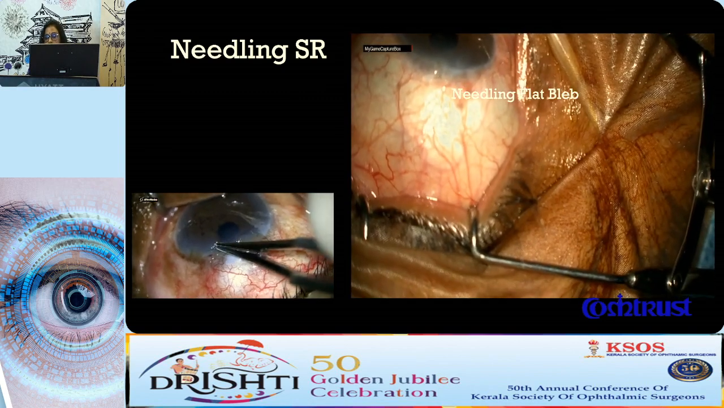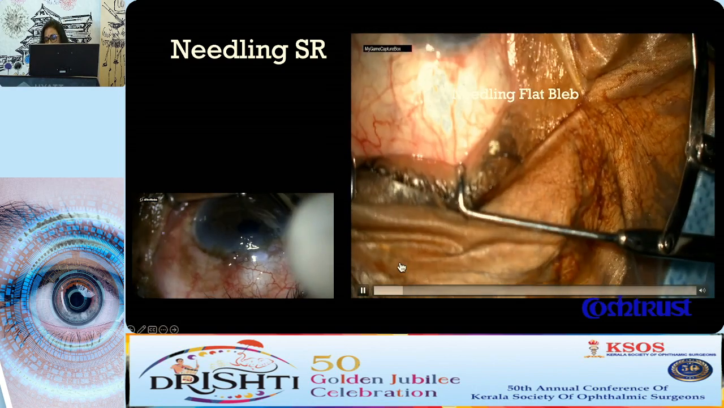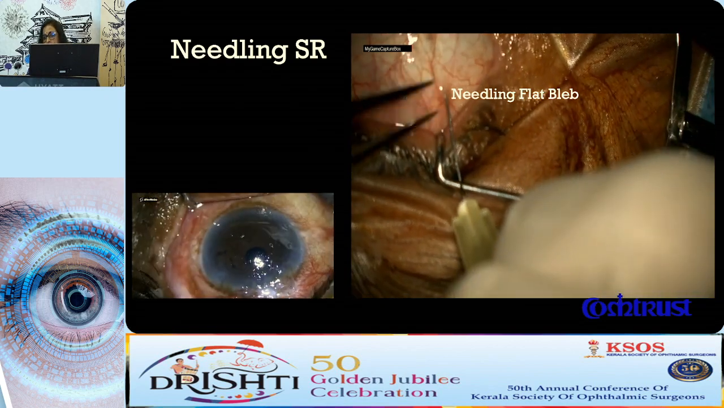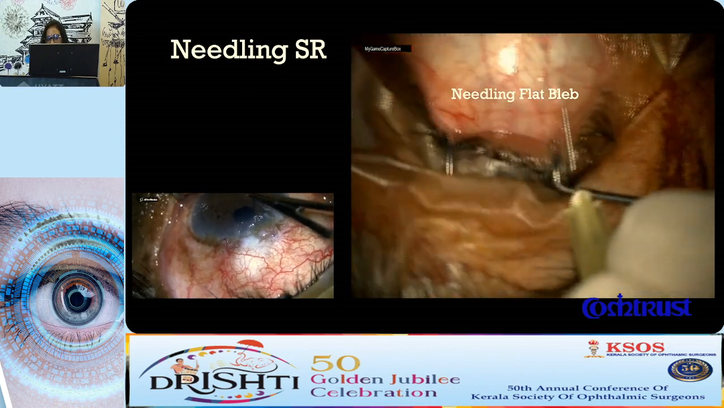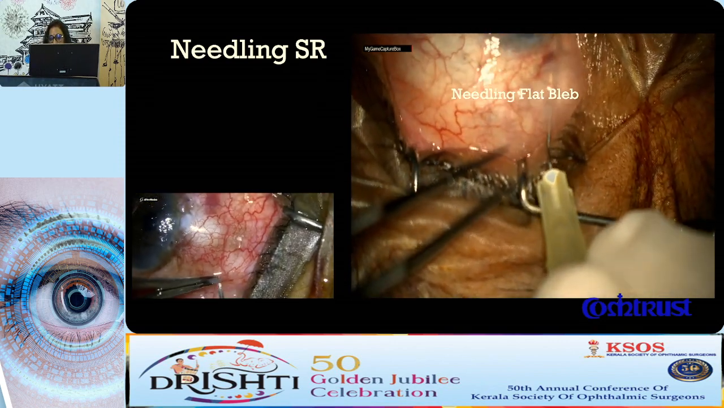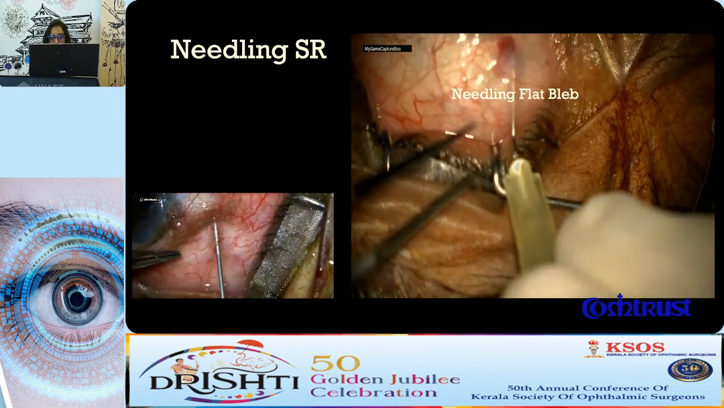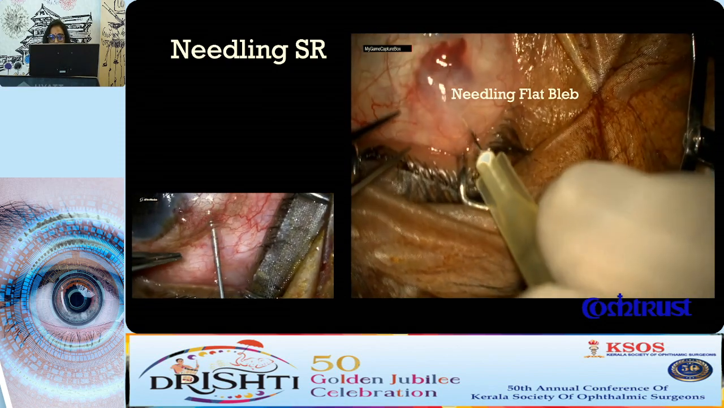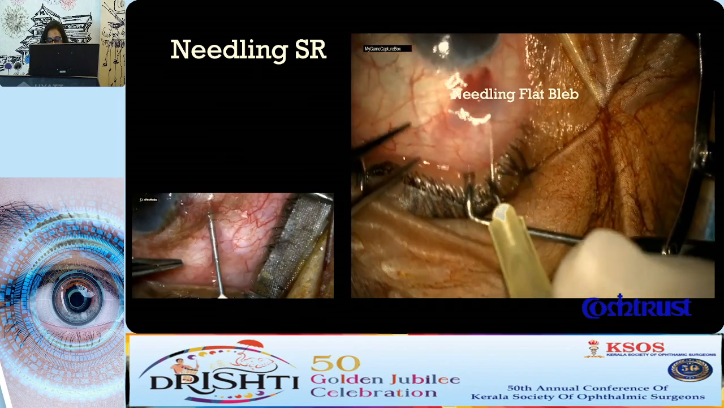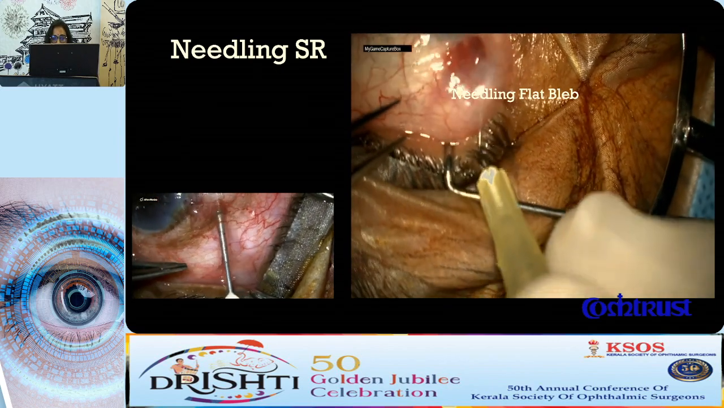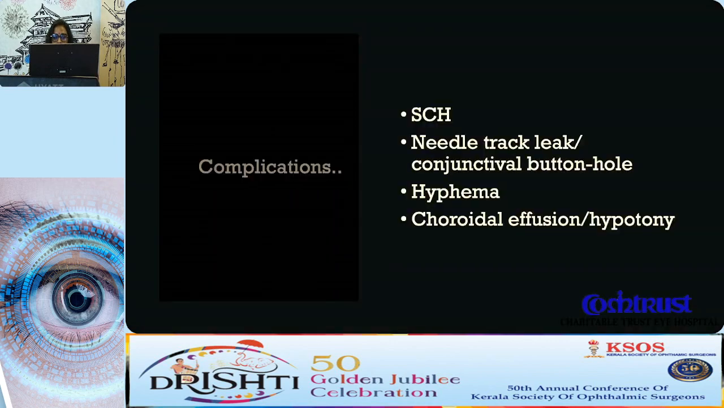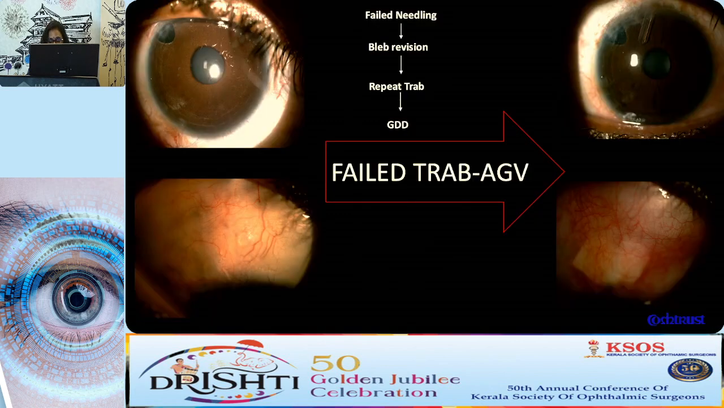Sometimes on a flat bleb, we'll have to go into the subscleral plane, under the scleral flap, and then do the needling. In the late stage, when it is a flat bleb, you can do the needling under the flap itself. This is how you revive the bleb. The complications when you do needling are subconjunctival hemorrhage, needle tract leak and conjunctival buttonholing. It can cause hyphema, and if too much, choroidal effusion and hypotony are also complications which you can encounter.